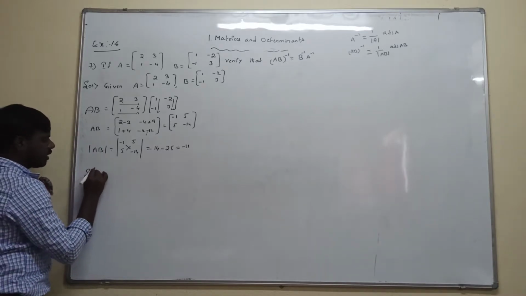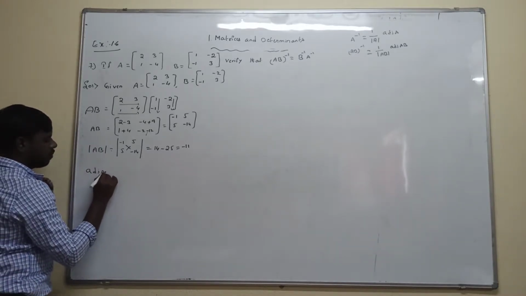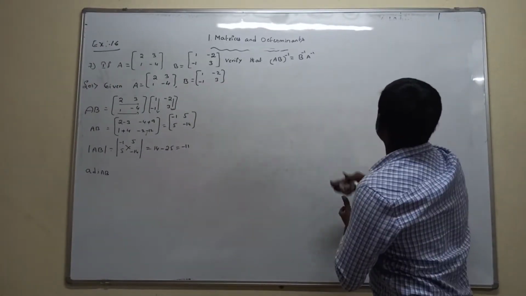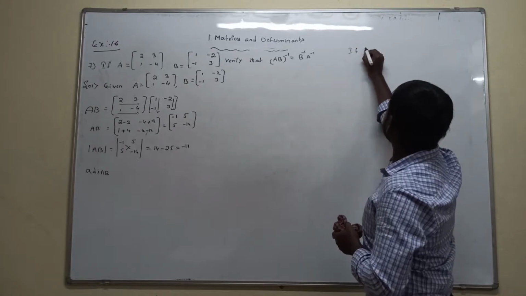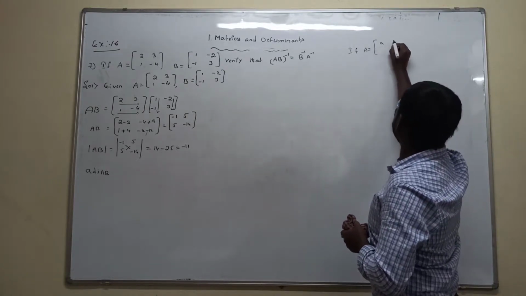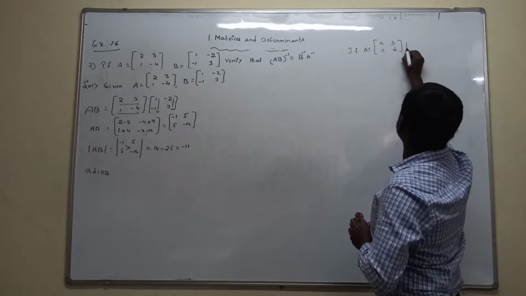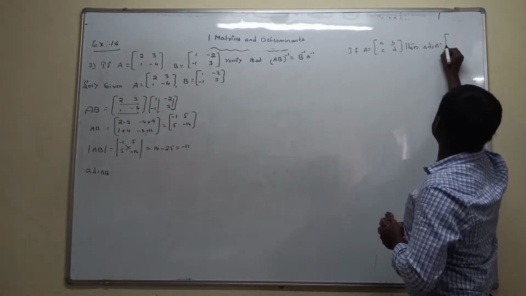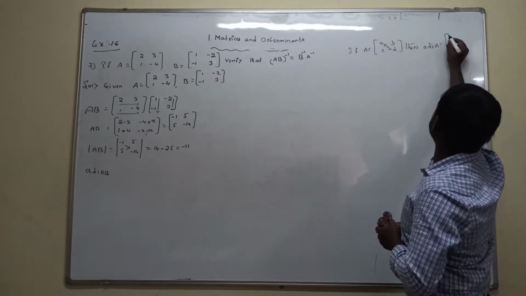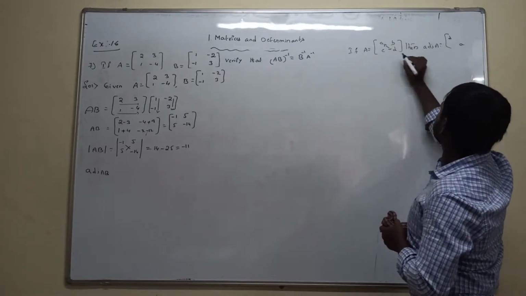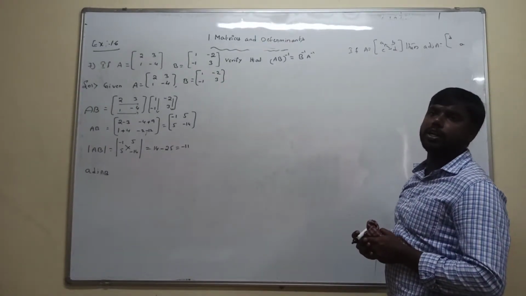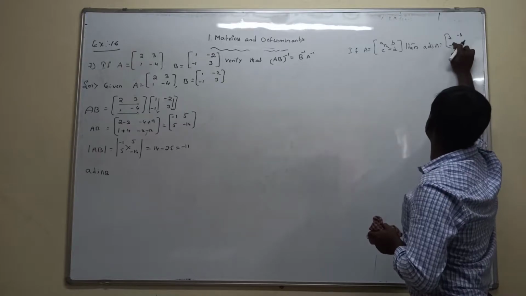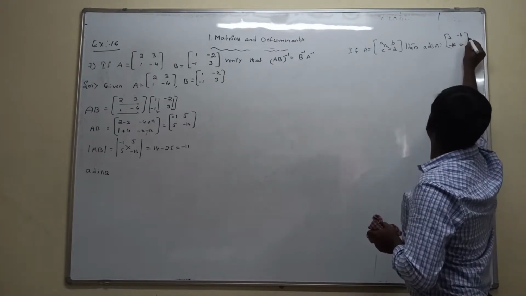Next we need to calculate the adjoint of AB. You know the formula for adjoint of A. Suppose capital A is equal to a, b, c, d, then the adjoint of A formula: these two elements are interchanged, a replaced with d, d replaced with a. But these two numbers do not interchange, only the negative symbol is included. So minus b, minus c. This is the adjoint of A formula.